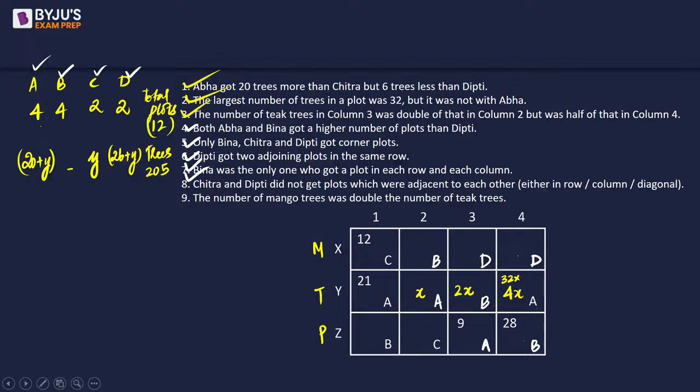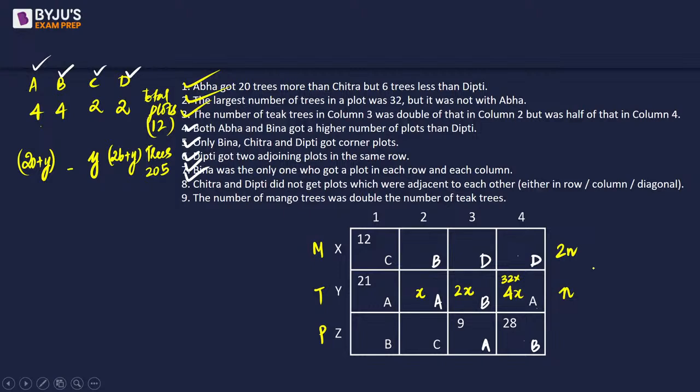Okay. The number of mango trees was double the number of teak trees. So the total mango trees is double of that. So if I take the total trees of teak as n, the mango is going to be 2n. Okay, the number of trees with Bina throughout we don't know.